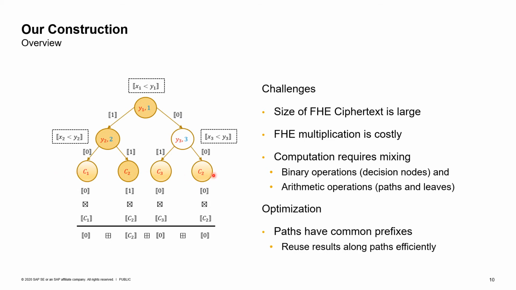We provide an optimization for evaluating the path. As you can see, paths have common prefixes. So instead of doing the computation many times, we provide an optimization for doing this computation efficiently.